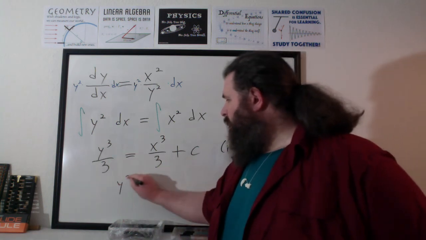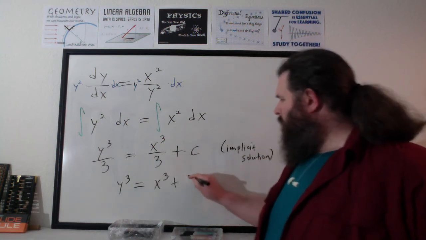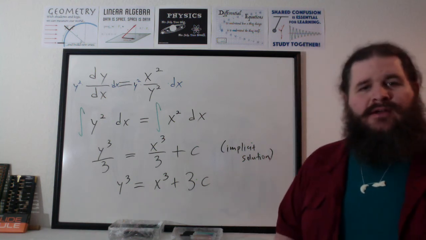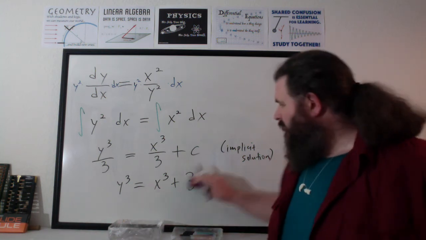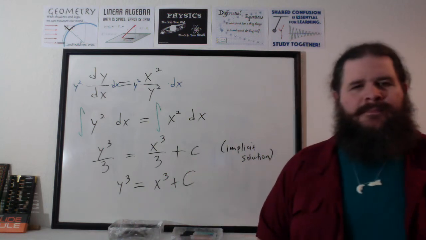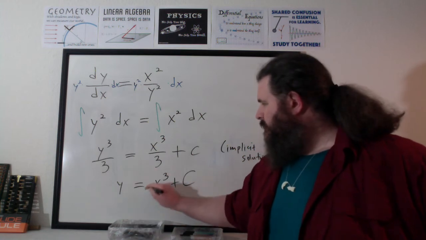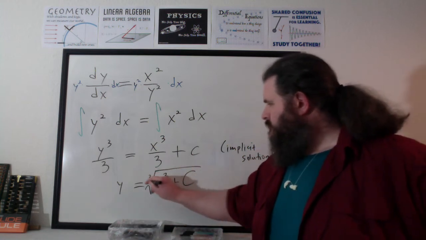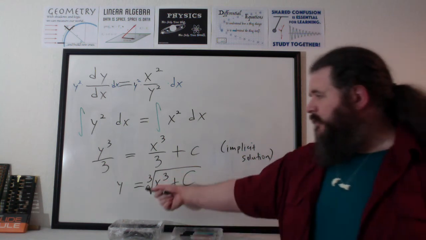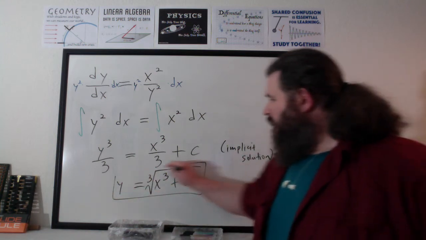Multiply both sides by 3. That cancels out the 3 here. And we would get 3 times c on this part. But since c is just an arbitrary constant, 3 times c is another arbitrary constant. So we can just call this, let's say, capital C. And to get rid of the cube, we would take the cube root of both sides. However, we can't split up cube root over addition, so we would just leave it like this. Cube root of x cubed plus a constant. This would be our general solution.